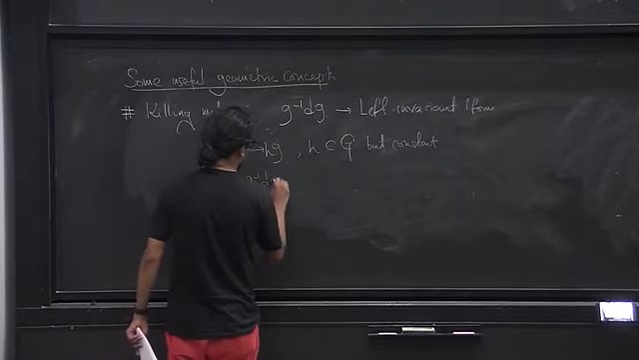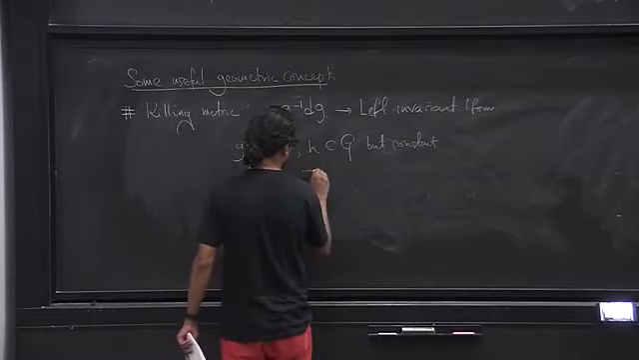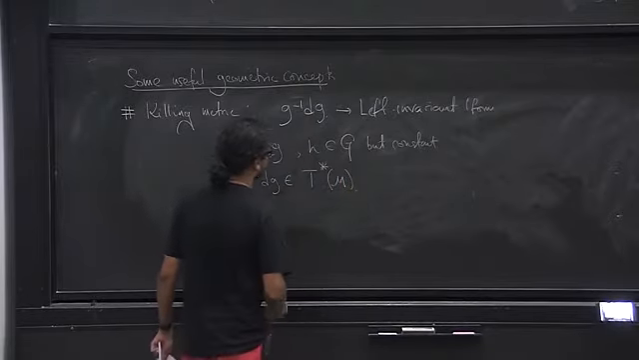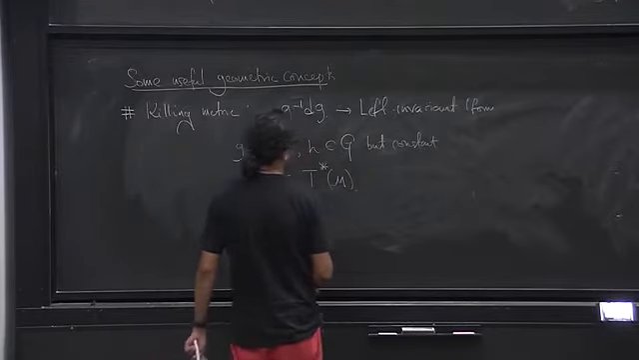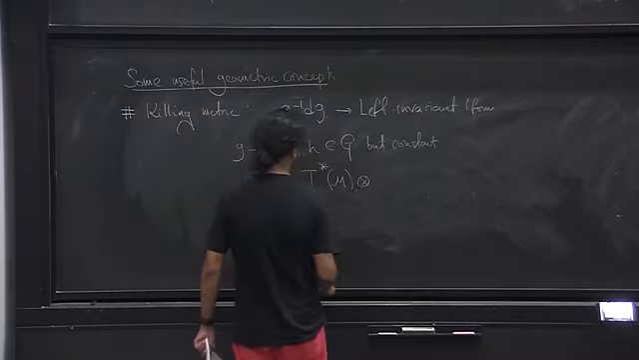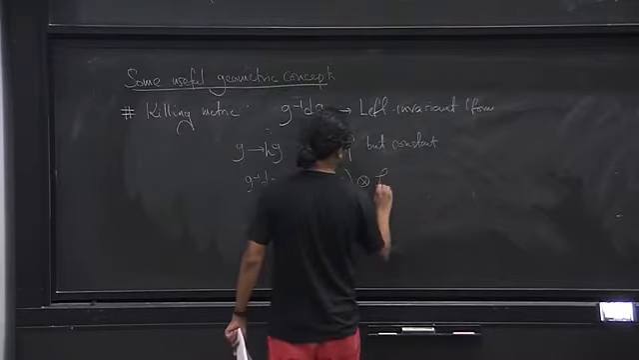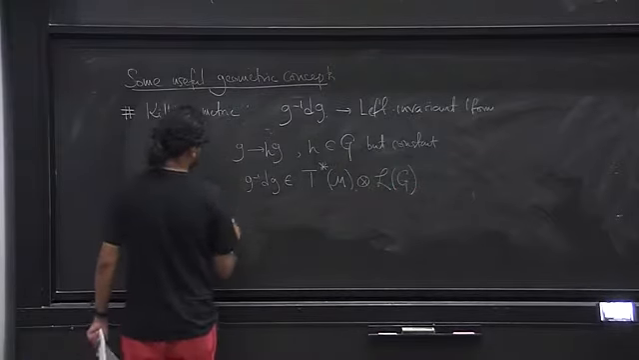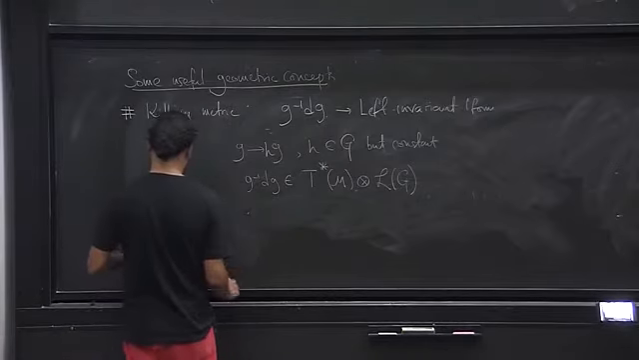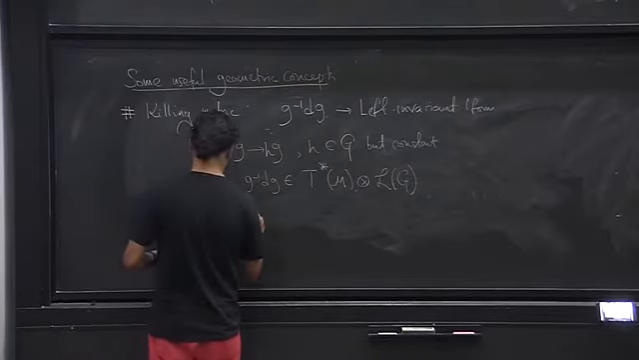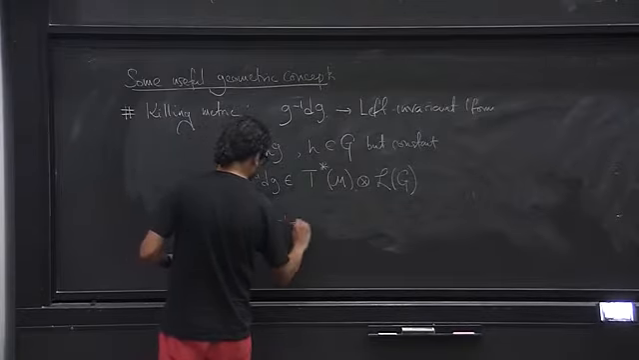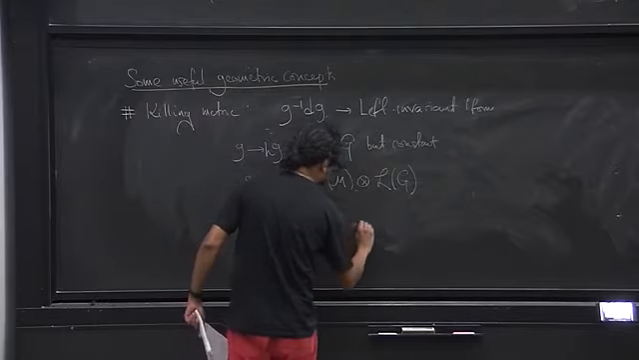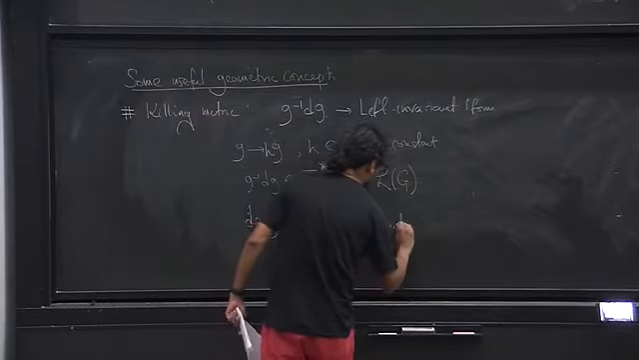Now this thing is a one form, so it's an element of the cotangent space of M, where M is the manifold of the Lie group. It's also an element of the Lie algebra. We can similarly define a right invariant one form, and that's basically dG G inverse.